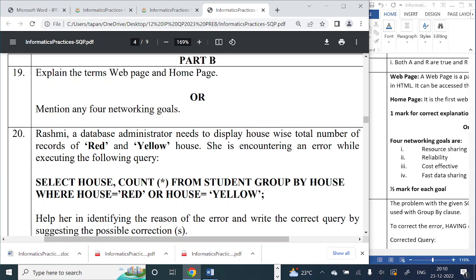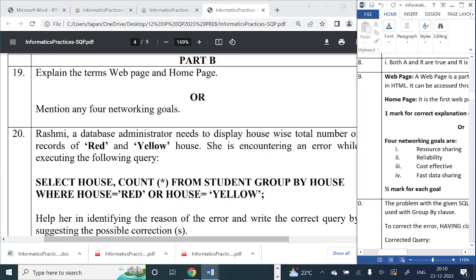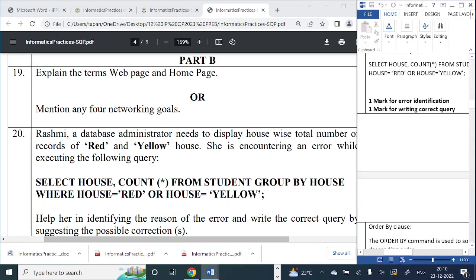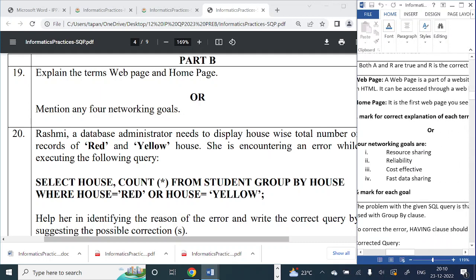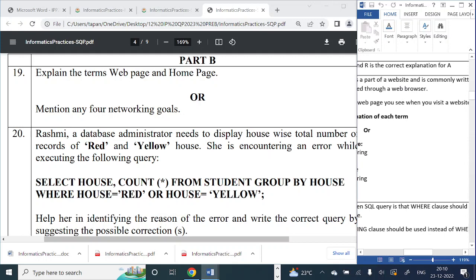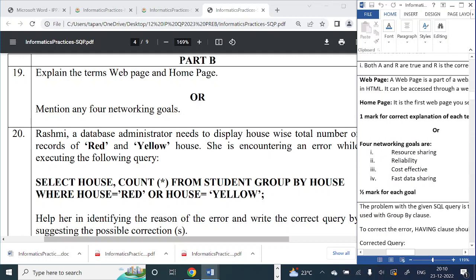Explain the terms web page and home page. Home page is the first page of any website and web page are all the pages of any website. You can give the example also. Here you can see the answers. Web page is the question number 19. You can see here a web page is a part of website and is commonly written in HTML.